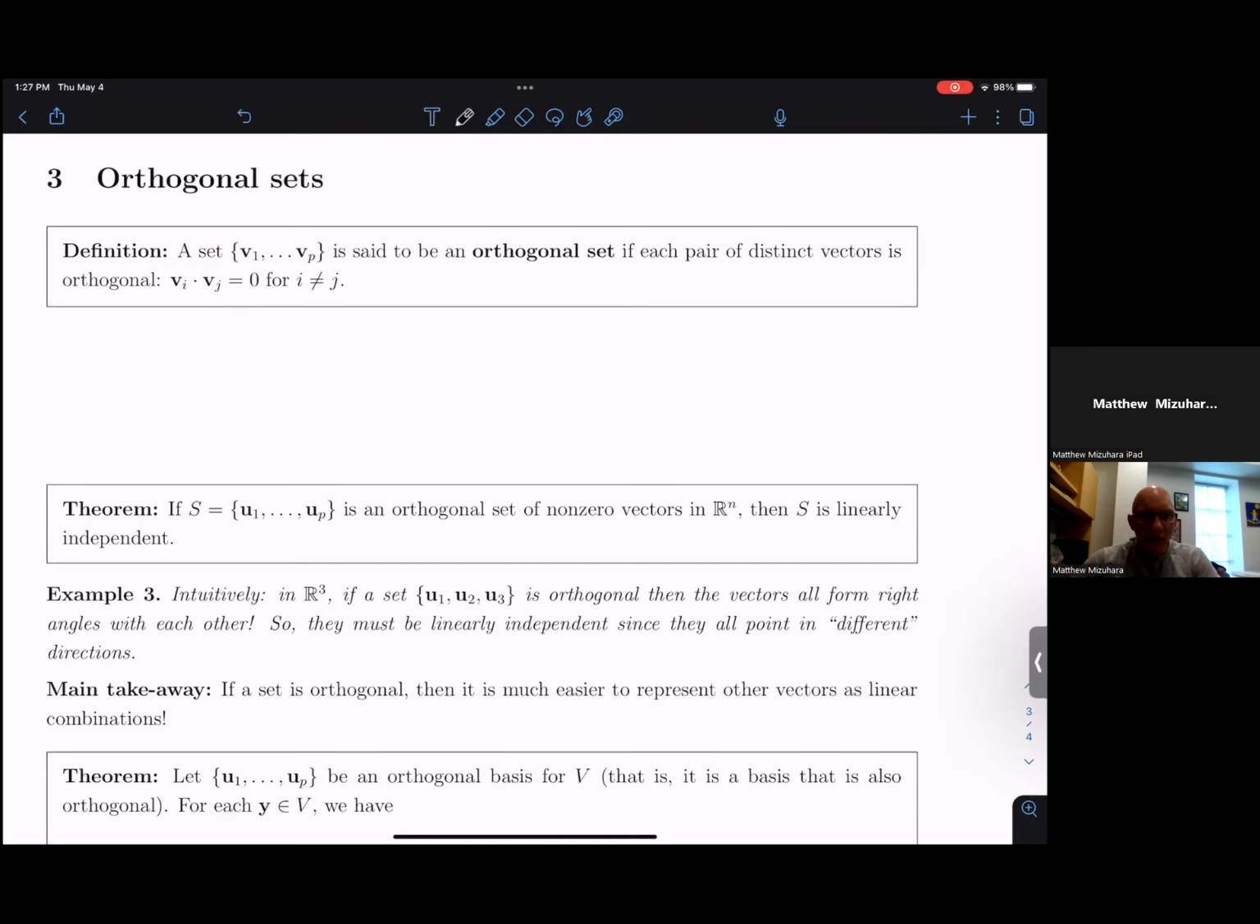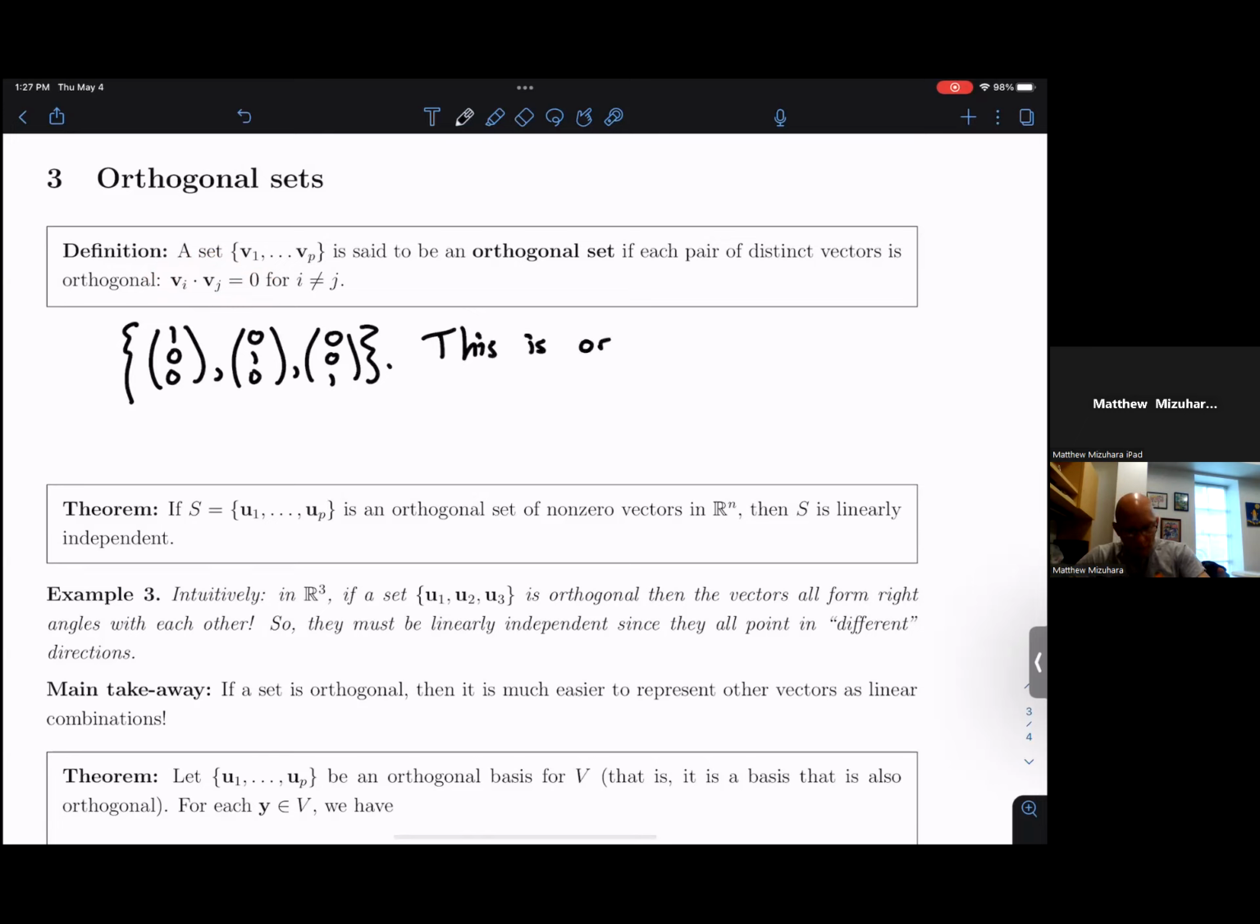Let's take a good example that we know, like the standard basis, right? So if I gave you (1, 0, 0), (0, 1, 0), (0, 0, 1), the standard basis of R3, this is an example of an orthogonal set.